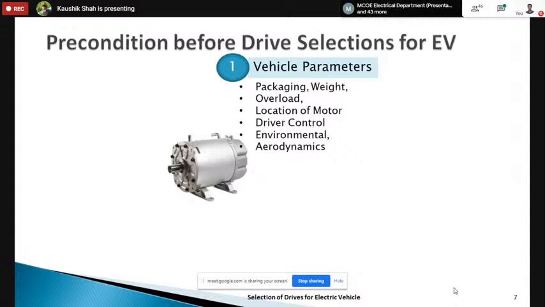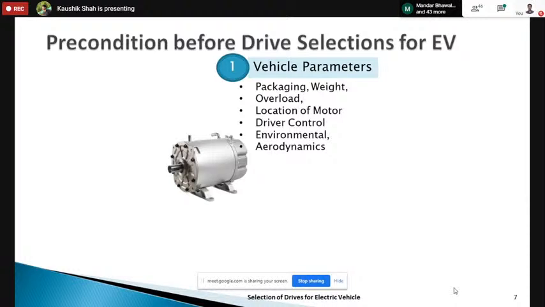First is vehicle parameters. Definitely your vehicle selection, whatever you have done, if it is a scooter or your bicycle or three-wheeler, definitely you need to have these vehicle parameters. This is nothing but a vehicle specification, that what my vehicle needs to do. So it is your final specification about the maximum speed and everything.